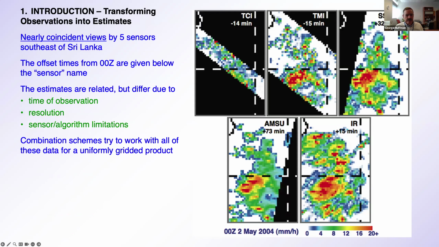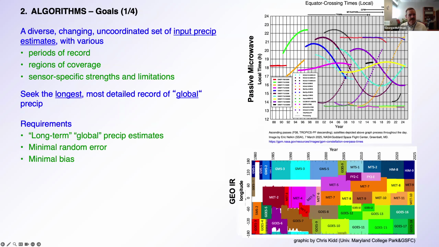So here's an example of nearly coincident views from 5 different sensors. Sort of an old picture because it's from TRMM, but it's still true. So there are 5 sensors. The offset time from 0Z is given underneath the acronym for each of the sensors. And when you look at these, they're clearly related. You know, they're looking at the same system, but each one sees the system in a different way because of time of observation, resolution, and the sensor and algorithm limitations. So in the combination schemes, we try to emphasize the strengths, minimize the weaknesses, do intercalibrations.